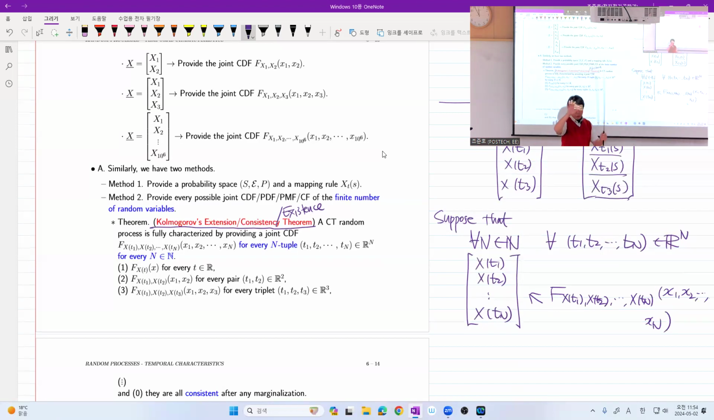Even though you have a mapping rule, that is a two-parameter mapping rule from the sample space to a real number, if you fix T, it's a random variable, right? So this is the most important observation. If you fix T, then your random process reduces to a random variable. Now you sample many, many points, many different or possibly same points, and then you construct a random vector, and this random vector must have full characterization by its joint CDF.